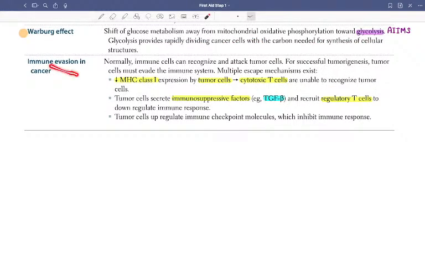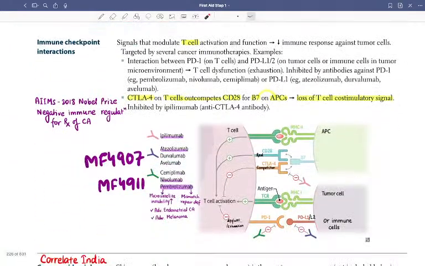Next is immune evasion in cancer cells. Tumor cells secrete TGF beta, which is anti-inflammatory, and recruit regulatory T cells. Decrease MHC class 1 expression by the tumor cells, so cytotoxic T cells are unable to recognize class 1, CD8. Next, tumor cells regulate immune checkpoint. Immune checkpoint, this is PD-L1, PD-L2 and all that. Against all those we have nivolumab, pembrolizumab and all that. Next, immune checkpoint inhibitor is most important.